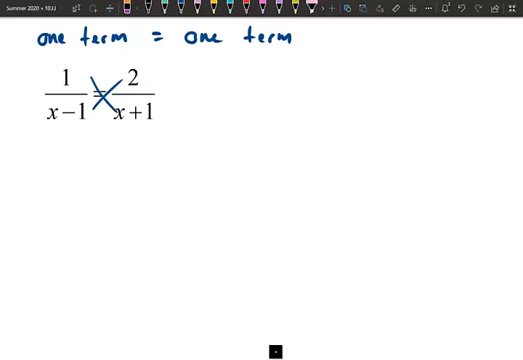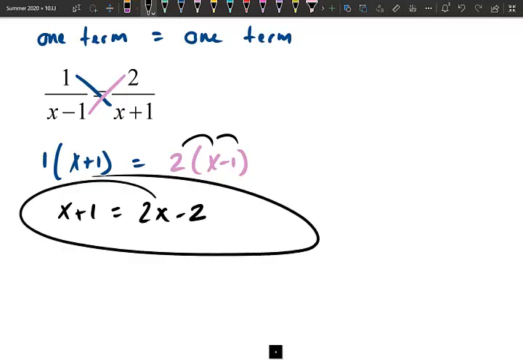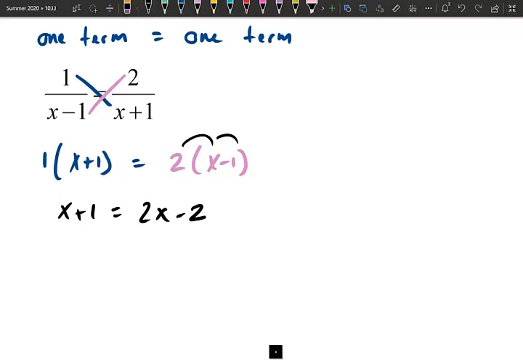So we cross multiply here, 1 times x plus 1 equals, now we cross multiply here, 2 times x minus 1. Yeah, we can do that. Isn't that so awesome? So we have x plus 1 equals, we're going to distribute the 2, 2x minus 2. If you use the common denominator, you'll eventually get to here. It's just a couple more steps. The paper notes show you common denominator.